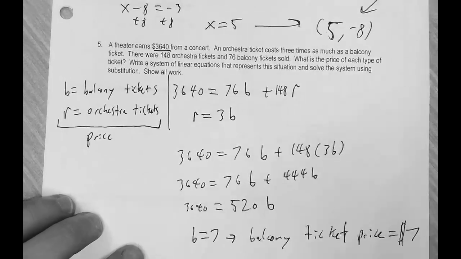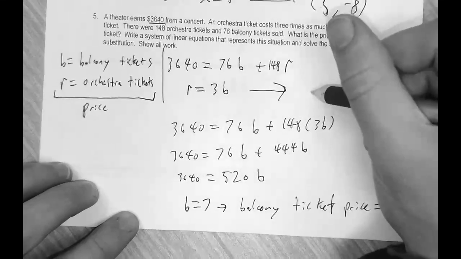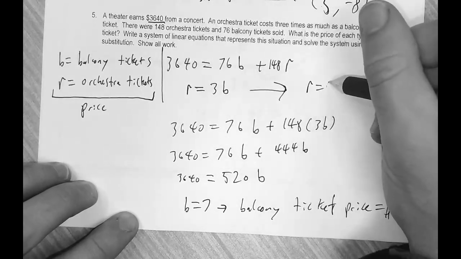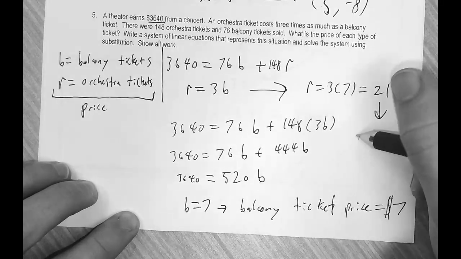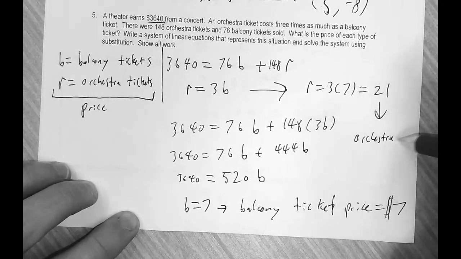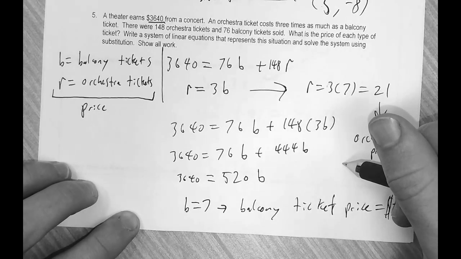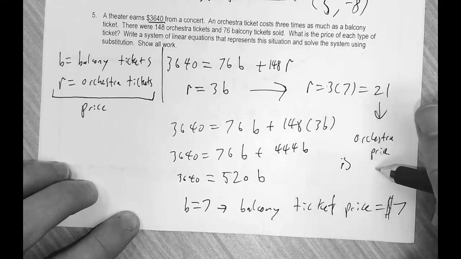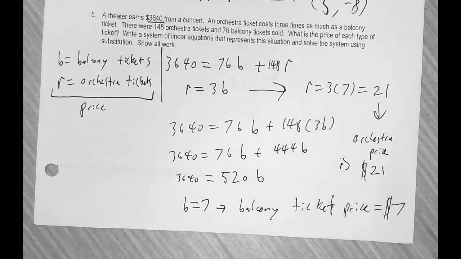Okay. Therefore, using the R equation up here, the orchestra ticket price would be 3 times 7, which is 21. That means that the orchestra price is $21. Okay. All right, that is the practice quiz.